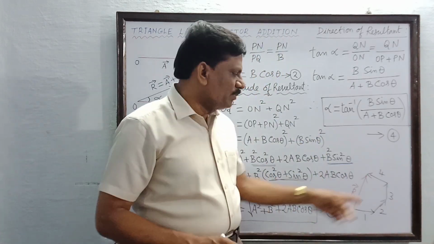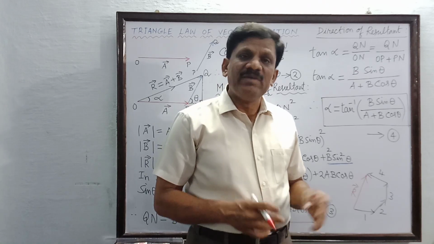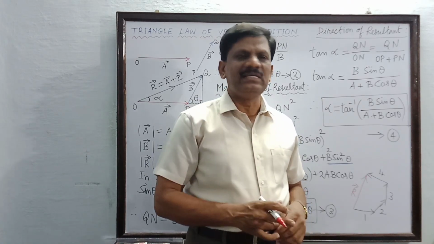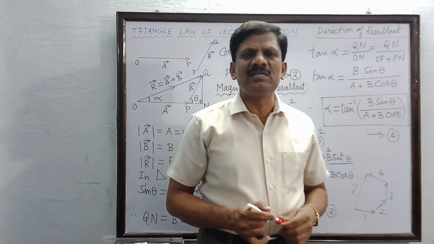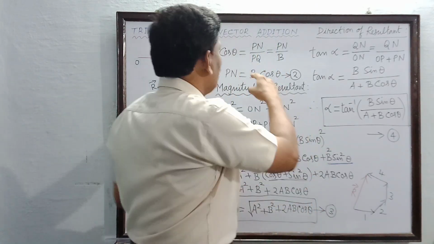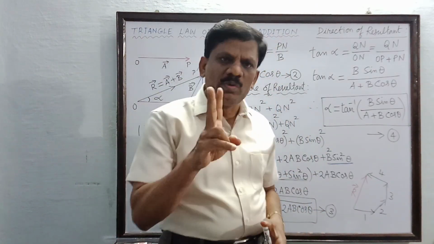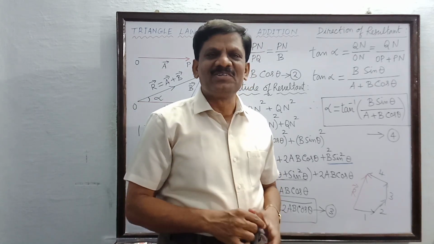Since this polygon has 5 sides, the fifth side is equal to the resultant. So this is a generalized law which is called the polygon law. Now the special consideration is for what? 2 vectors. Understand? Have you all understood? Fine.